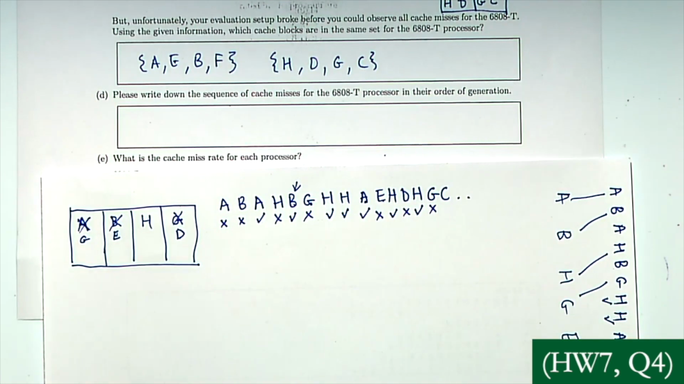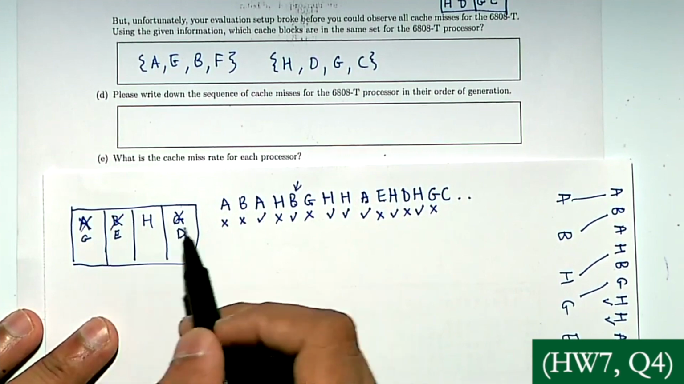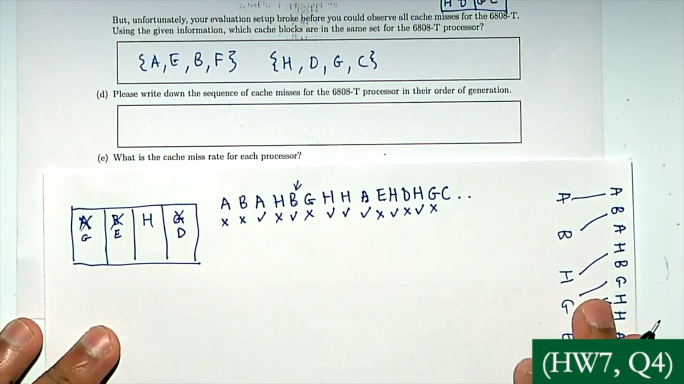So should I do this or should I skip it? Because it's literally the exact same thing. You just go one by one and track whether it's a hit or miss, and then you just simulate the state of the cache.